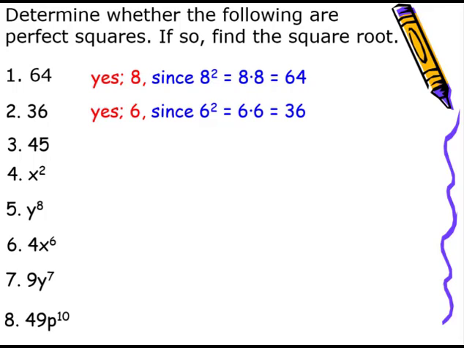36, yes, is a perfect square. The square root of 36 is 6, since 6 squared equals 6 times 6, which is equal to 36.